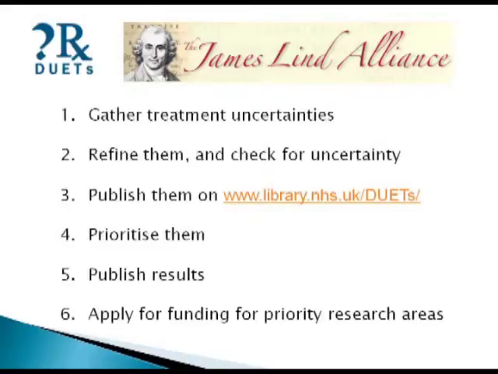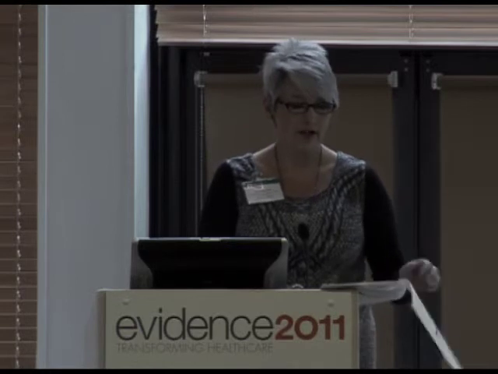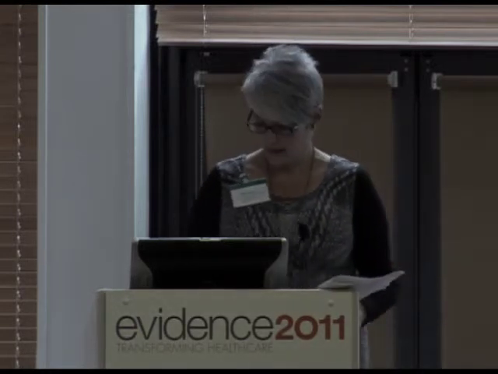So our process for prioritising treatment uncertainties is, first of all, we gather them, we refine them, we check for uncertainty, we then publish them, we prioritise them, we publish the results of the prioritisation, and then we support the partnerships in funding for those priority research areas. And if you want to know lots more about that, there's some handouts at the front of the room. And also we have an online guidebook which takes you through that process step by step.